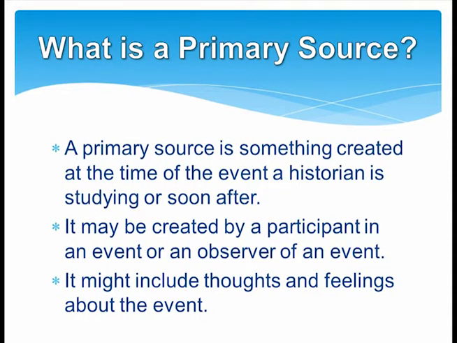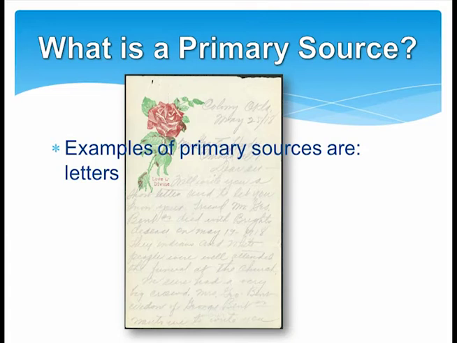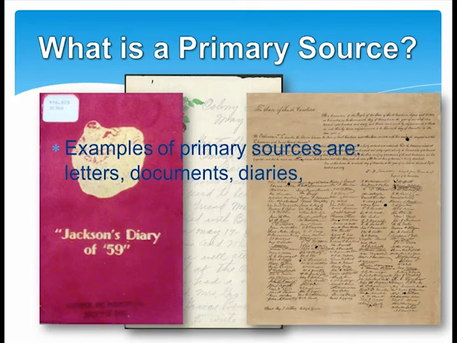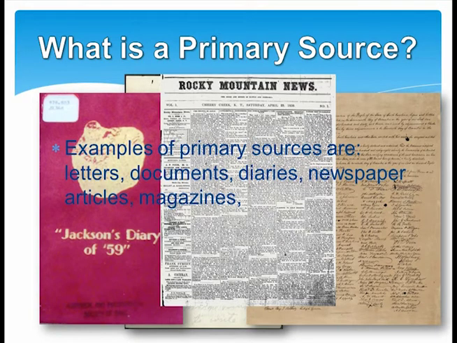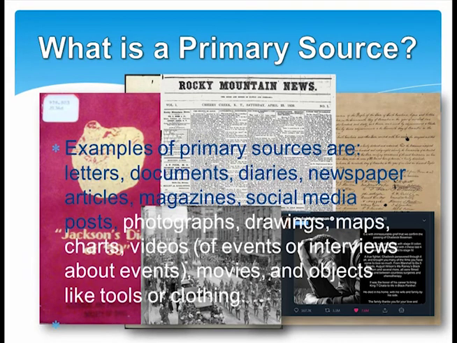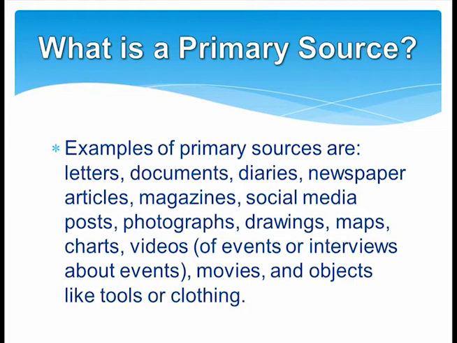A primary source is something created at the time of the event a historian is studying or soon after. It may be created by a participant or an observer. It might include thoughts and feelings about the event. Examples of primary sources are letters, documents, diaries, journals, newspaper articles, magazines, social media posts, photographs, drawings, maps, charts, videos, movies, and objects like tools or clothing.